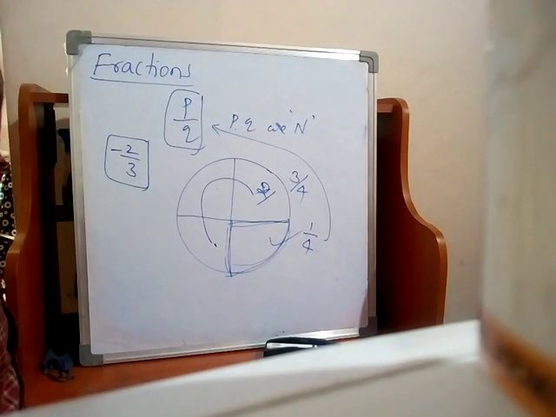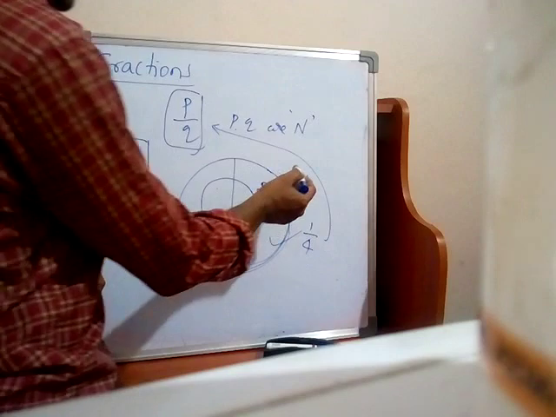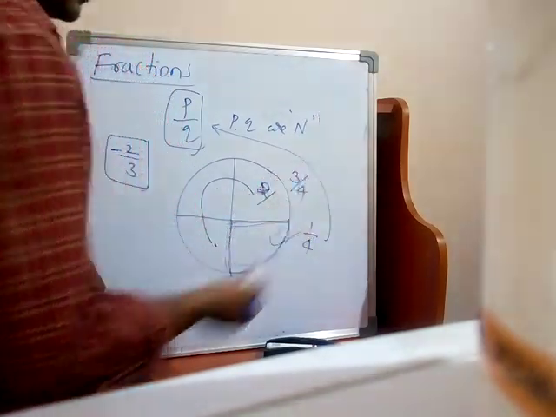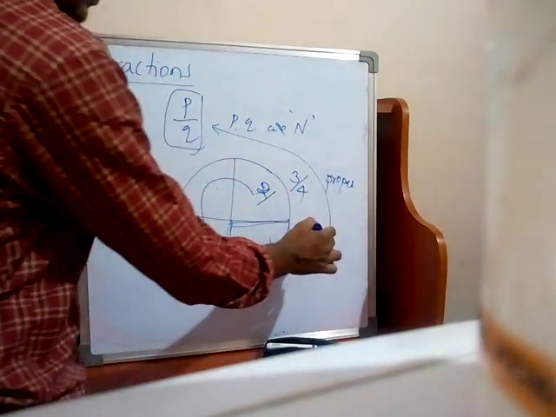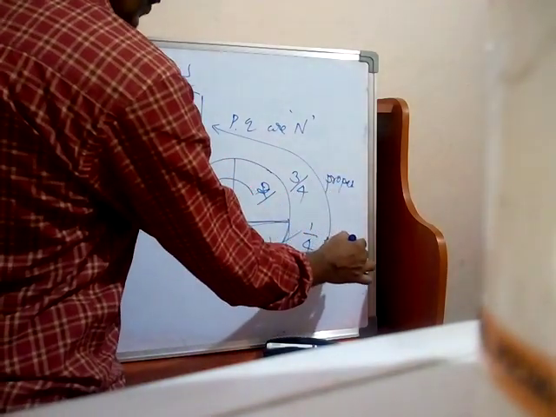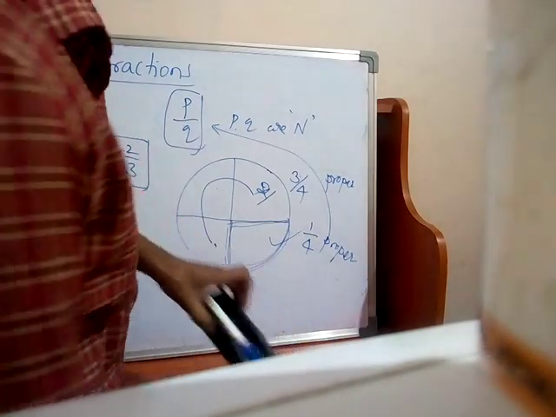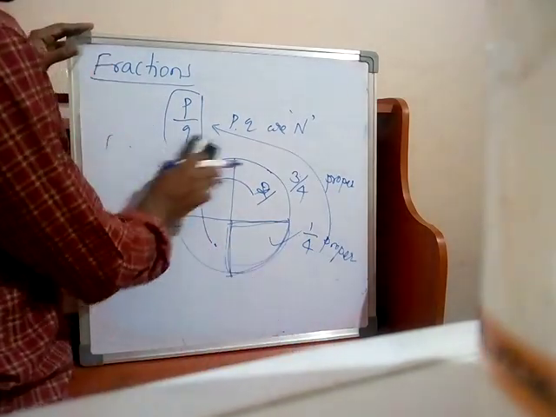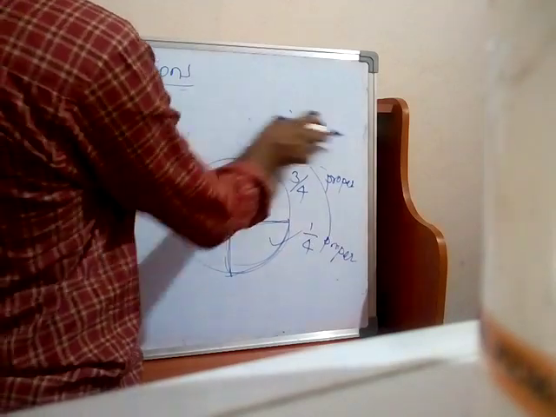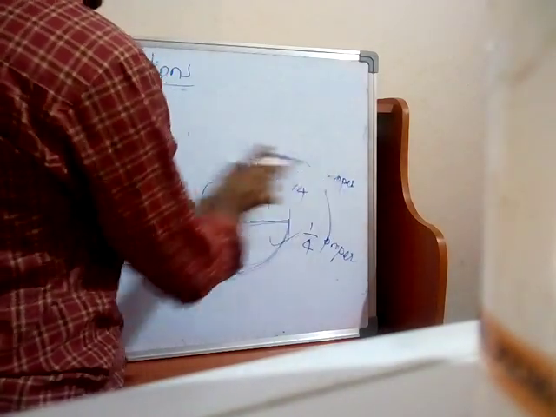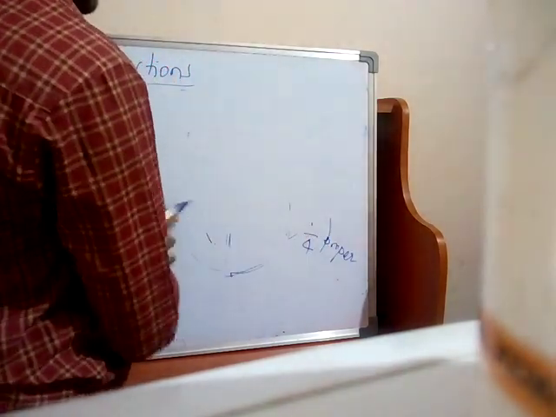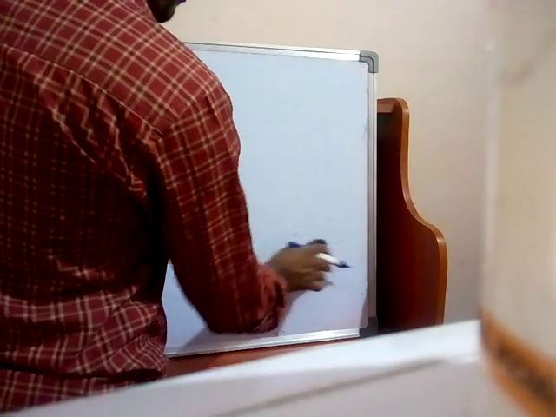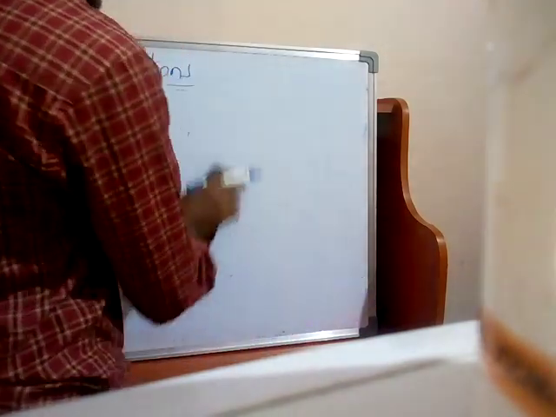Okay. So what is a proper fraction? If the numerator is less than the denominator, then it is called a proper fraction. This is a proper fraction. This is also a proper fraction. Already you know it. What is an improper fraction? If the numerator is greater than the denominator, that is an improper fraction. What is a mixed fraction? A whole number together with a proper fraction is called a mixed fraction.